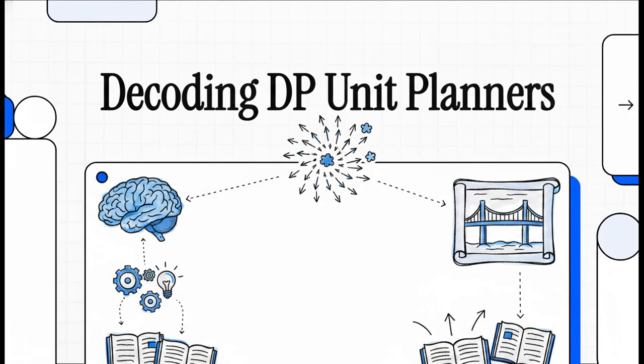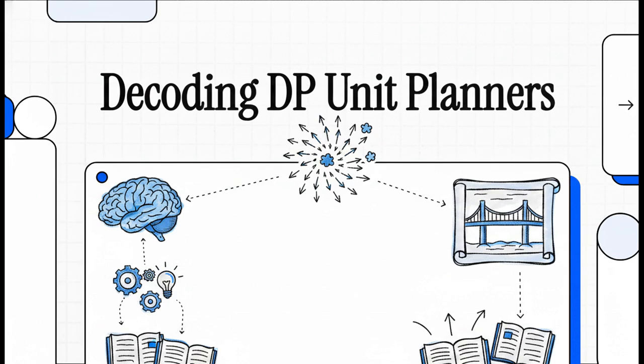Today, we're taking on a genuinely fascinating challenge, demystifying the 3-sample Diploma Programme, or DP, unit planners. Now, if you're an educator, you know all too well that curriculum planning isn't just about filling out paperwork, right? It's about mapping out the entire intellectual journey for your students. But when you put these 3 distinct templates side by side, it's pretty easy to look at them and think, what exactly are we building here?